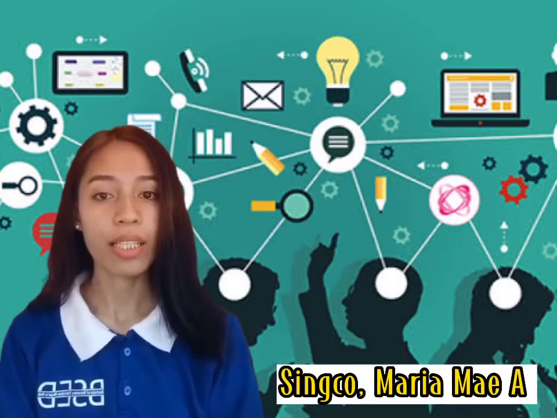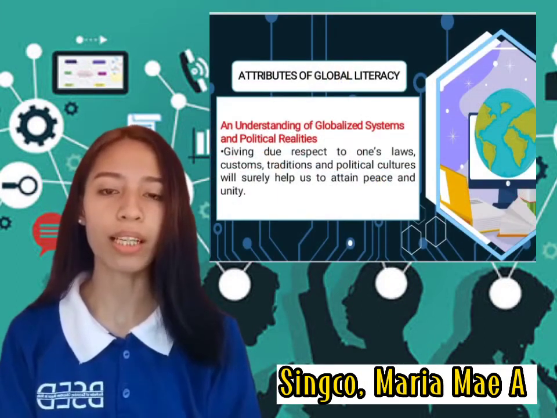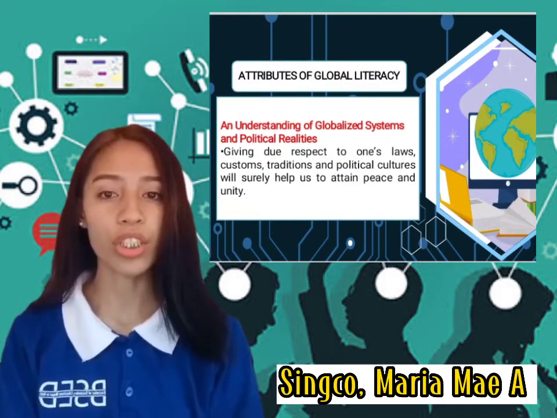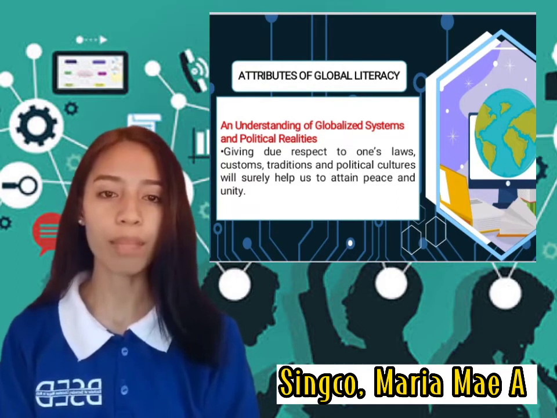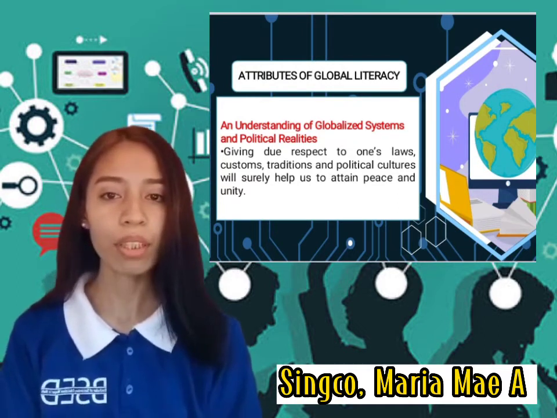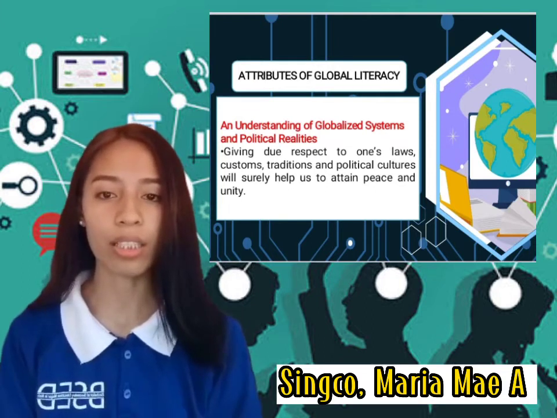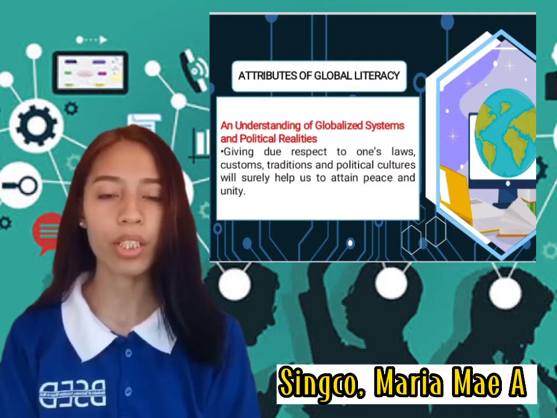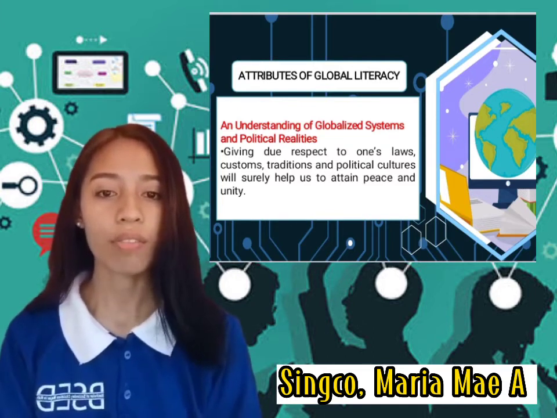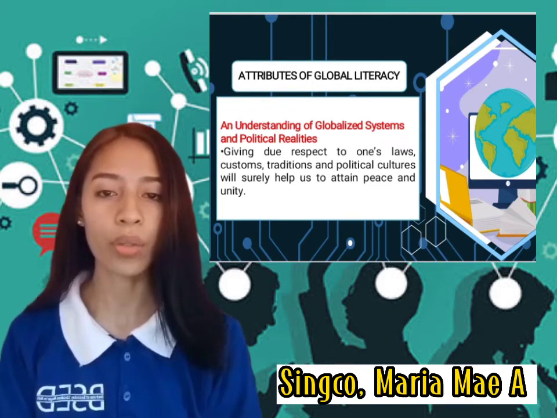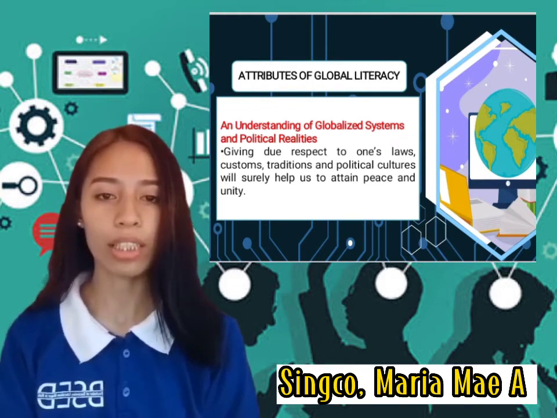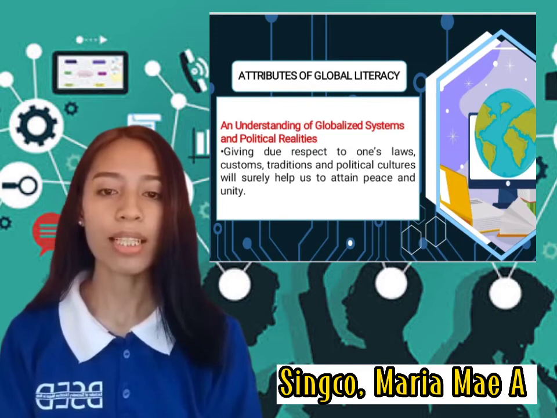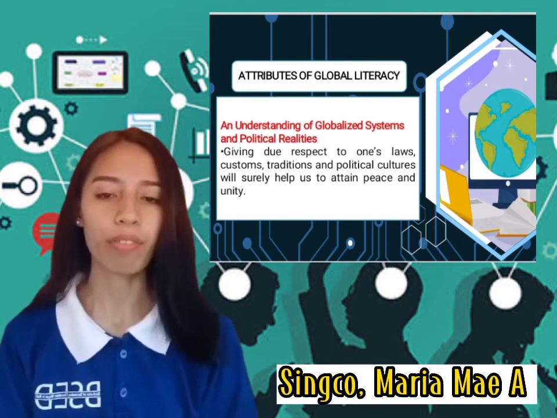The last attribute is an understanding of globalized systems and political realities. Giving due respect to one's laws, customs, traditions, and political culture will surely help us to attain peace and unity. Much of the local conflicts and national crises we're facing as faith-based justice advocates and peace-building workers are actually immediate manifestations of an unjust, long-term global worldview or ideology that functions like a religion. For our strategic peace-building to be effective, we must understand the unjust powers and principalities we're facing.